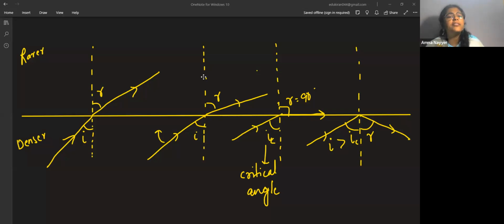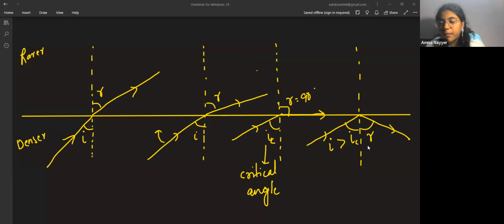Even if you take any component, any media, any ray of light, for the critical angle, the angle of refraction will always be 90 degrees. All right, this is fixed. Now, once this critical angle is crossed, the ray gets reflected in the denser medium itself. This phenomenon is known as total internal reflection.